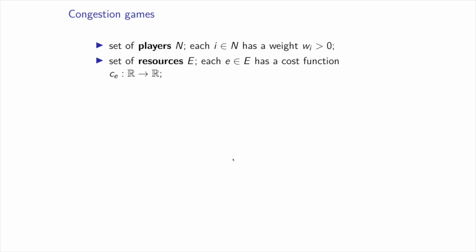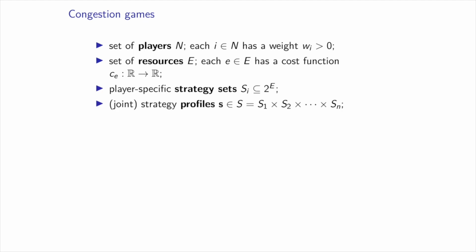We can define this type of games formally. We consider a set of players N, each player having a positive weight. We also have a set of resources E. Each resource, also called edge, has a cost or latency function. The argument of this cost is the sum of the weights of the players using that resource. As this is a strategic game, we need to talk about strategies. Each player has a set of possible strategies, which correspond to given subsets of the set of resources E. Note that different players may have different strategy sets. After each player has chosen its strategy, we can define the joint strategy profile as the merge of the strategies of all players.